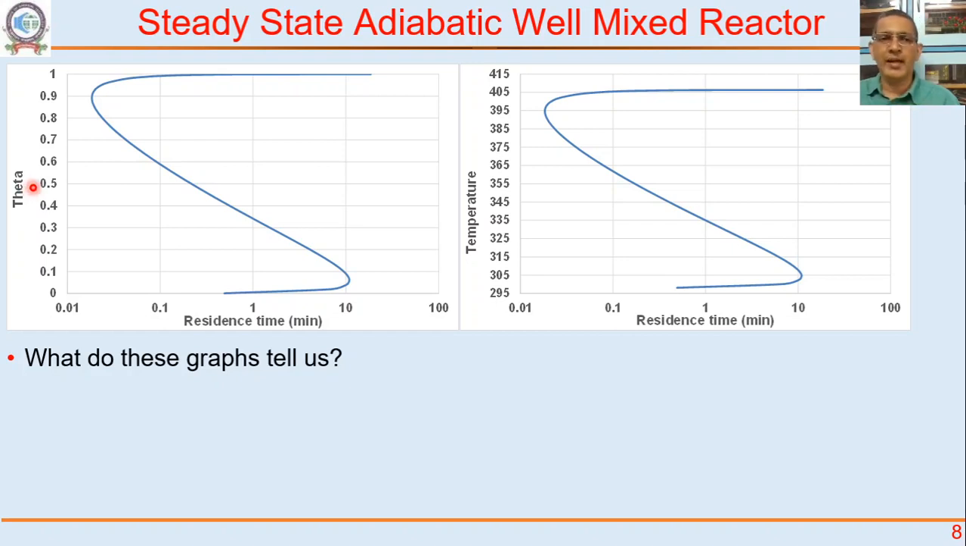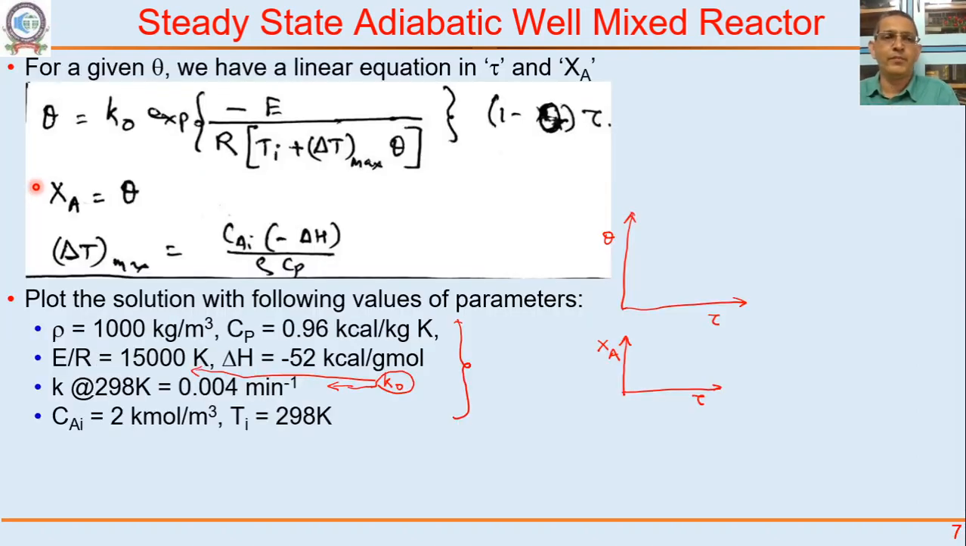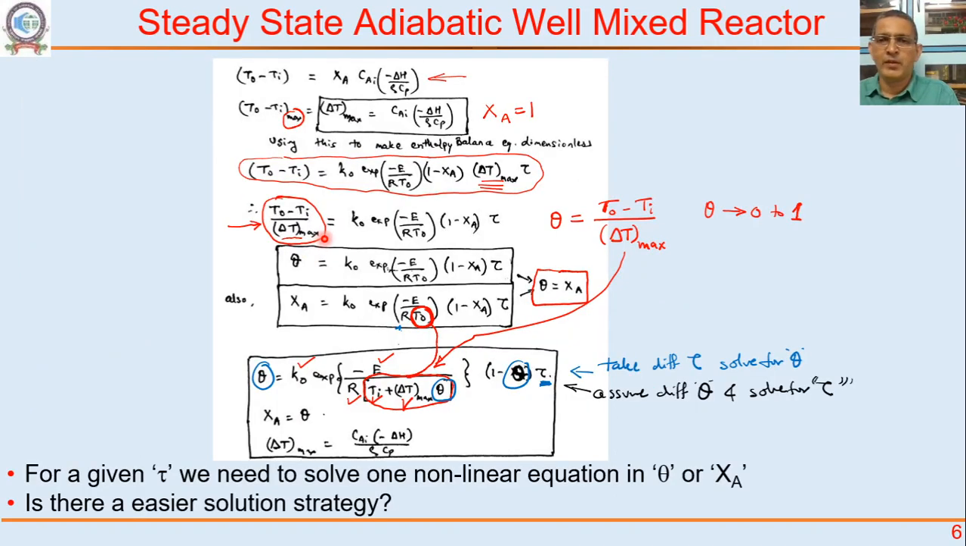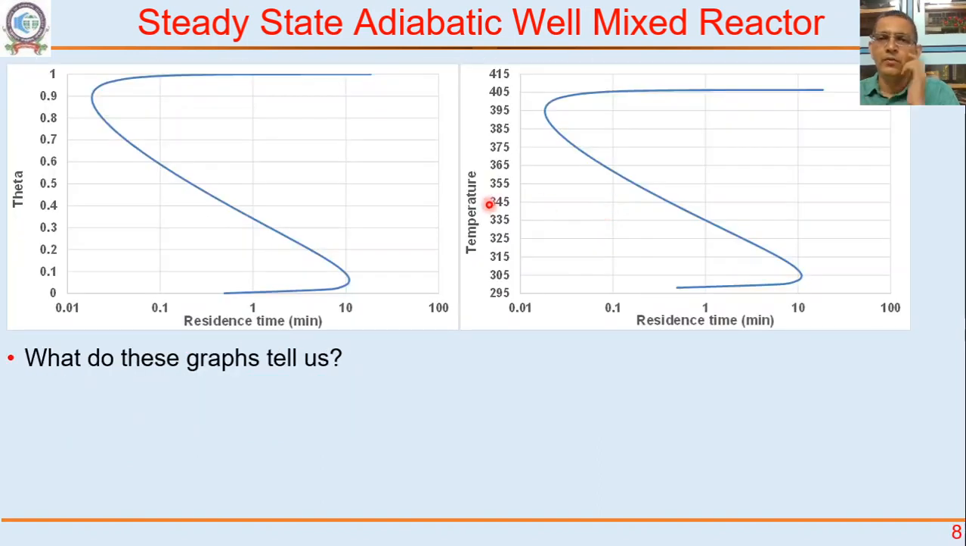And once I calculate theta, I can always use this definition of temperature. Where was that definition of our theta? This was our definition of theta. Once I know theta, I can always calculate the outlet temperature, because inlet temperature we know, delta T max we know. So you can plot outlet temperature versus residence time.